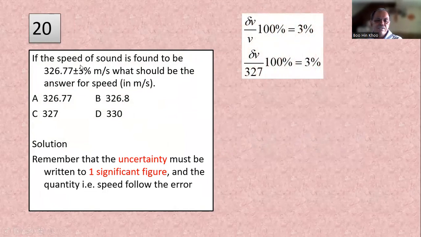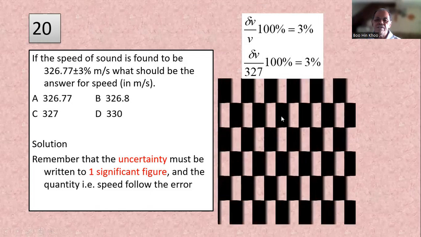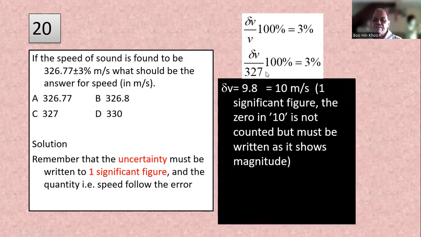So that 3% is delta V over V times 100 plus 3%. In the value, round this off to 327 times 100 plus 3%. So we can calculate our delta V. Okay, so we get 9.8. Remember, it's one significant figure, so we write it as 10. In this case, the 0 is not significant, so it's only one significant figure.